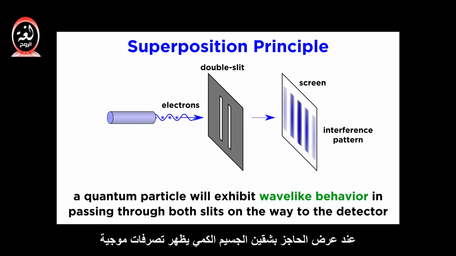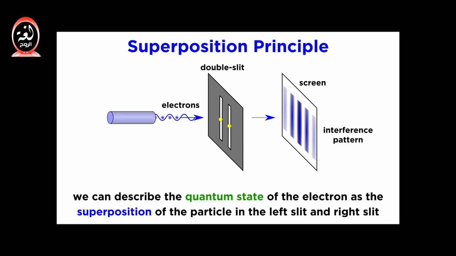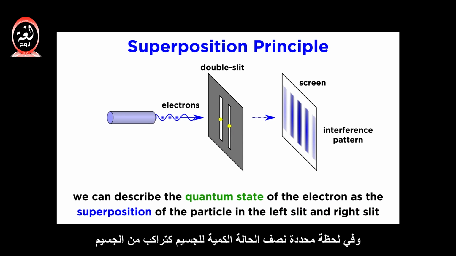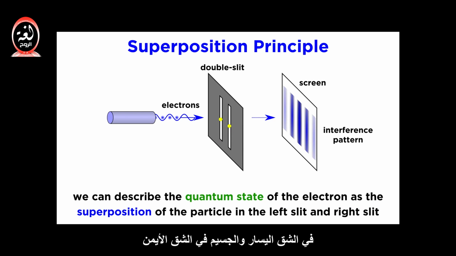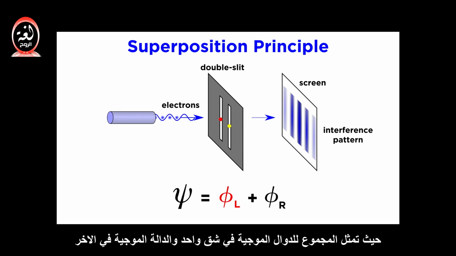As we recall, given this grating with two slits, a quantum particle will exhibit wave-like behavior, passing through both slits, and generating an interference pattern at the detector beyond. The interesting feature of this experiment is the act of the particle passing through both slits simultaneously, and at that precise moment, we can describe the quantum state of the particle as the superposition of the particle being in the left slit and the particle being in the right slit. Mathematically, we would represent this as psi equals phi L plus phi R, essentially representing the sum of a wave function localized at one slit and a wave function localized at the other.